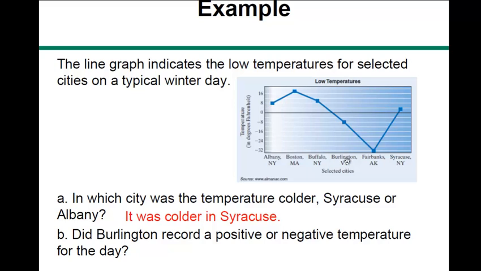Did Burlington record a positive or negative temperature for the day? Well, let's see here. Here's Burlington. Here's its temperature. Notice, the black line is the 0 line. Anything above it is positive, anything below it is negative. So Burlington actually recorded a -8 degrees that day. So it recorded a negative temperature.